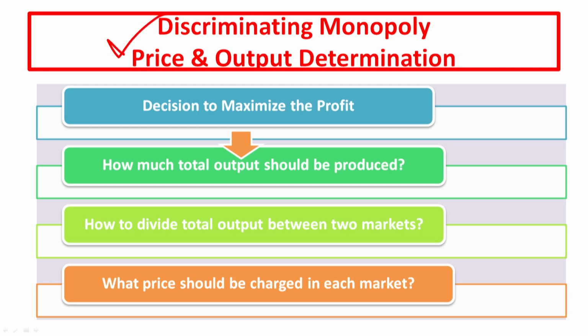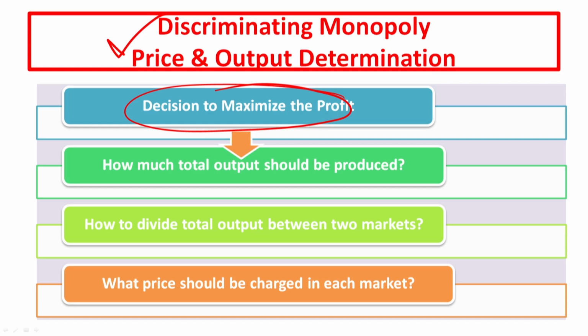When you are talking about discriminating monopoly, that means how price and output is determined under discriminating monopoly. For this decision, every monopolist wants to maximize its profit. The ultimate objective is to maximize the profit. And how can this profit be achieved? Under discriminating monopoly, these three decisions need to be taken by the monopolist in advance.